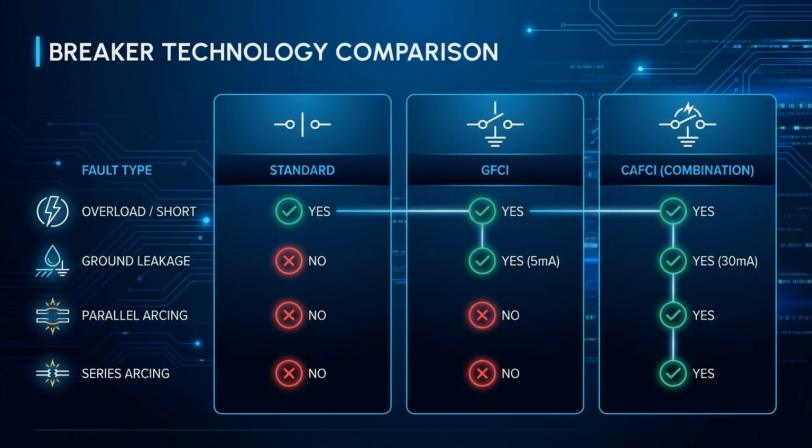Comparing breaker technology, standard breakers only handle overload and short faults. GFCI adds ground leakage protection. CAFCI, or combination AFCI, offers protection against all four fault types: overload/short, ground leakage, parallel arcing, and series arcing.